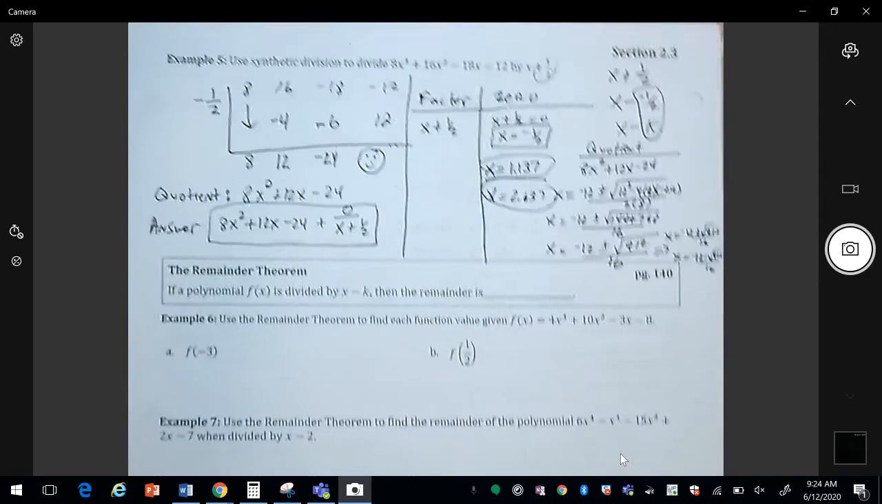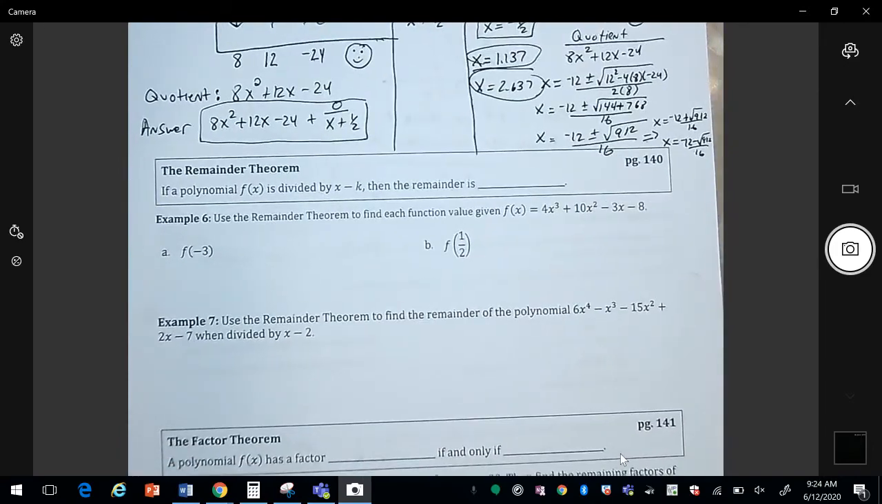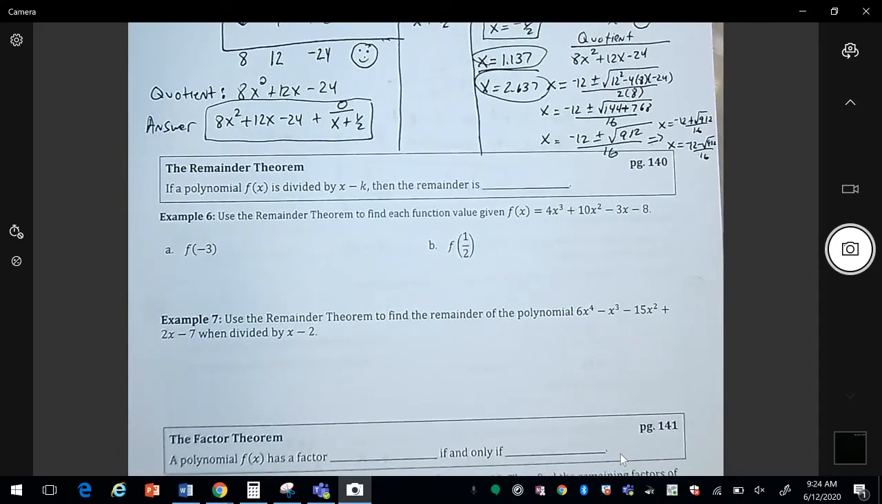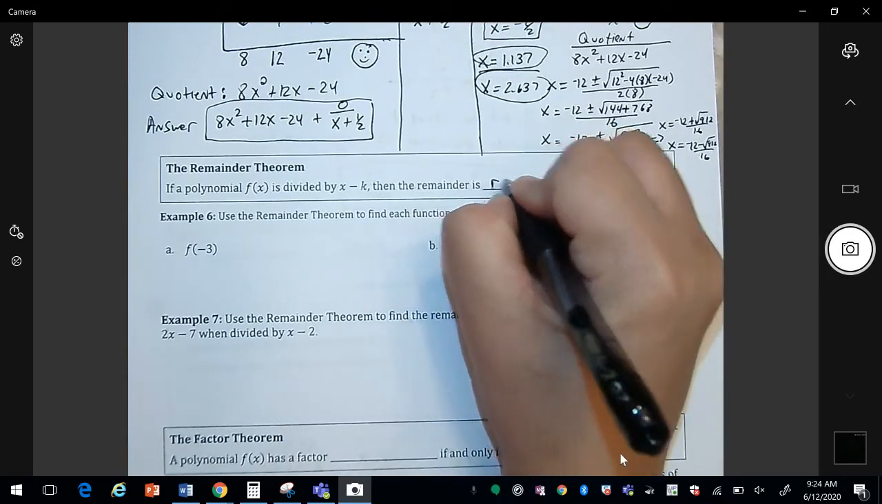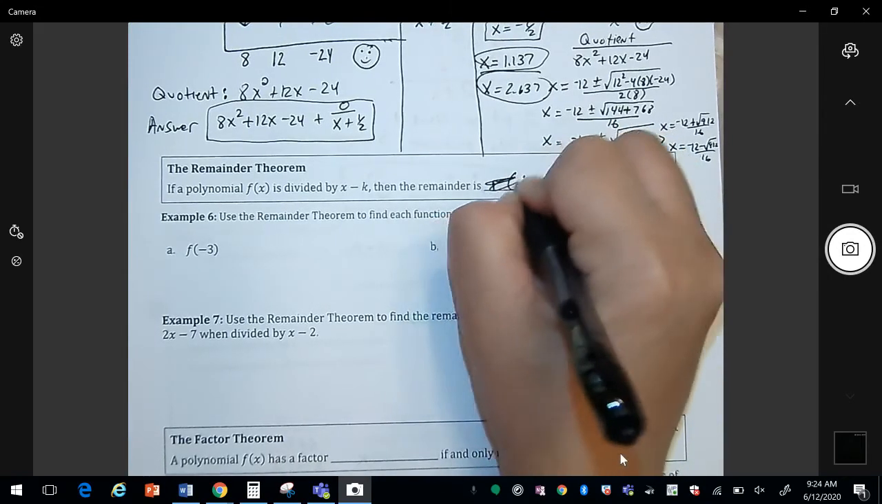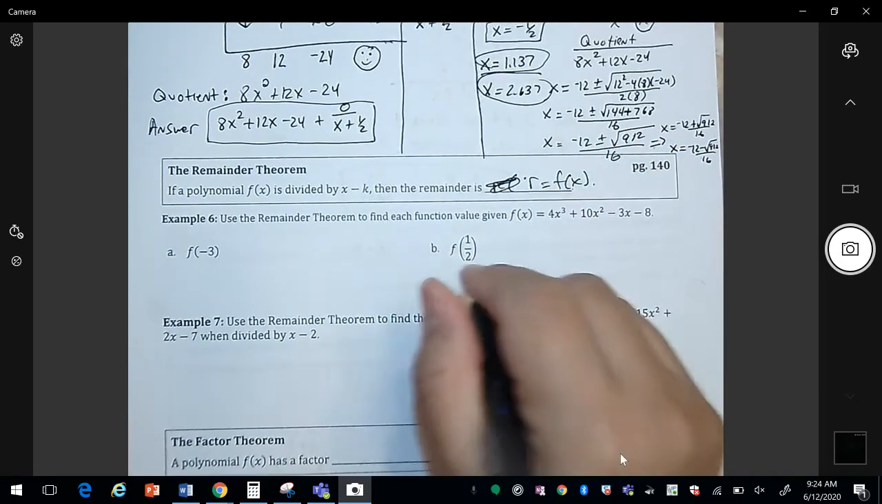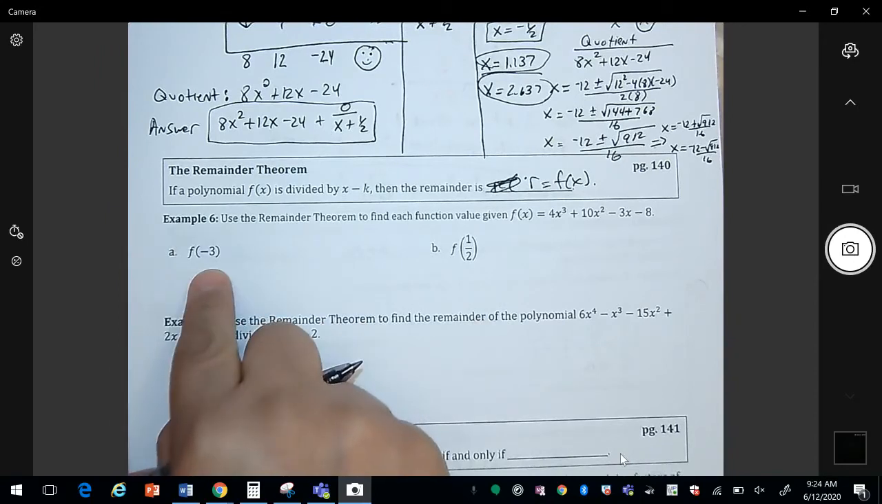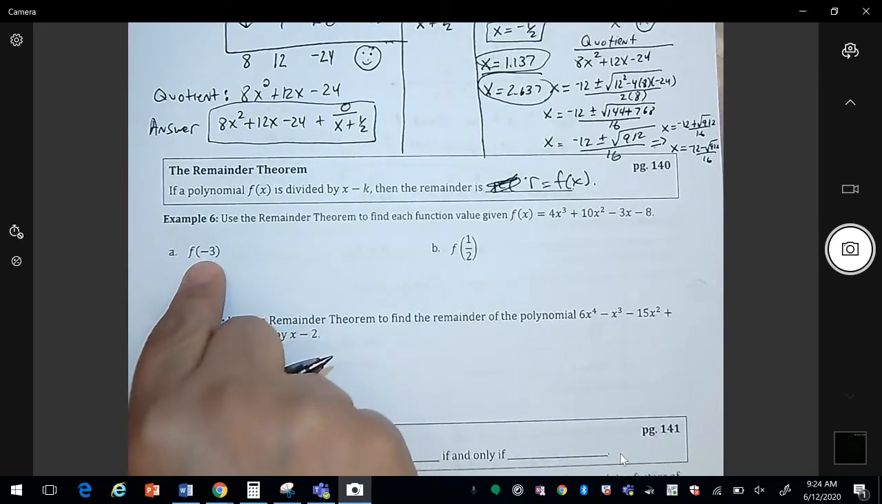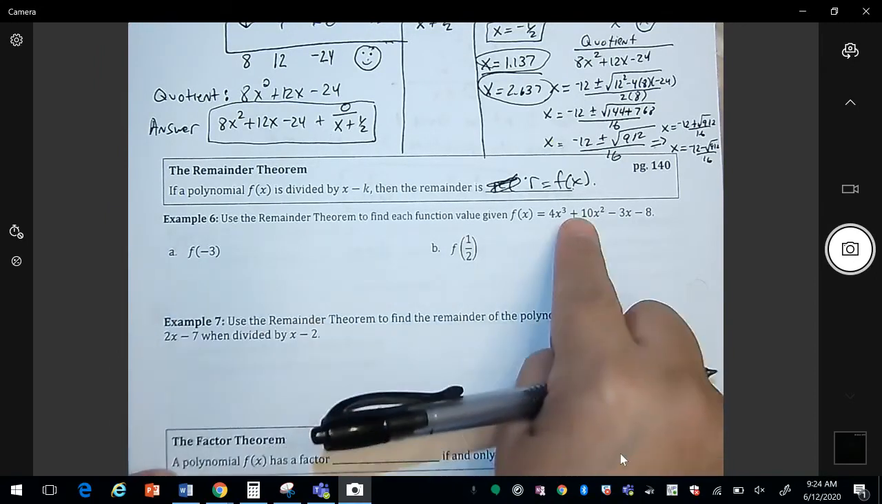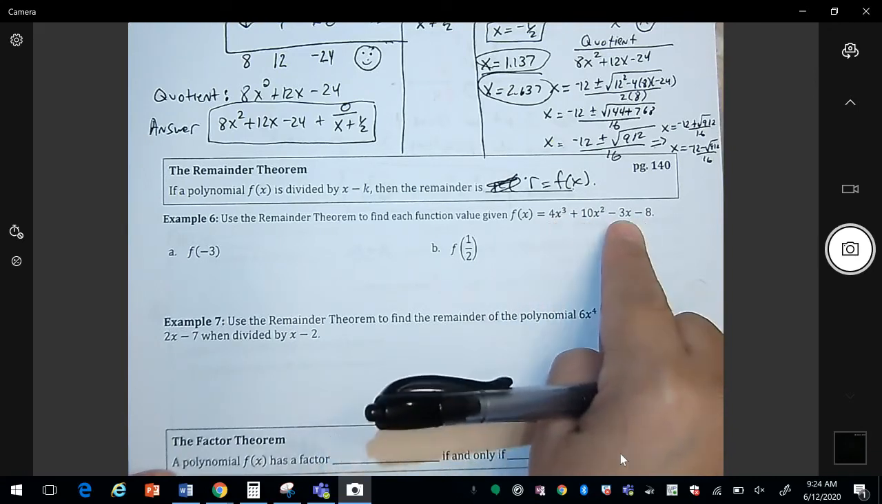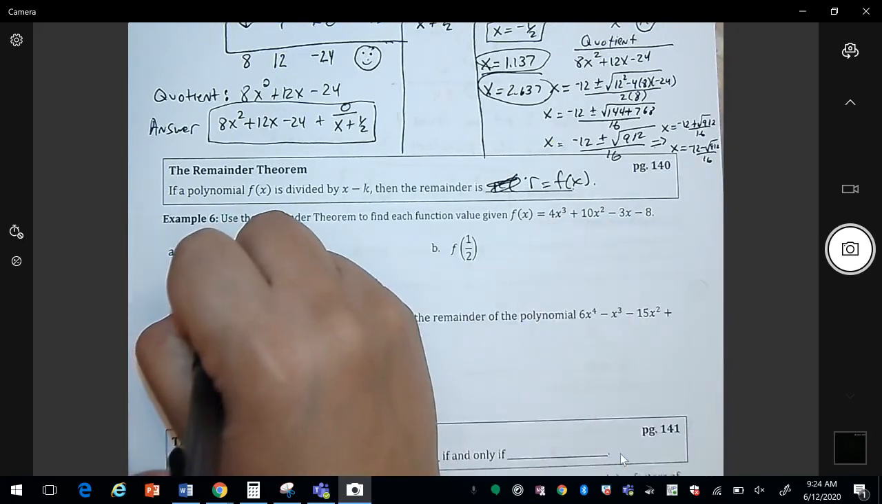Okay, the remainder theorem: if a polynomial f of x is divided by x minus k, then the remainder is r equals f of k. Okay, so for example, what this means is whatever value of x I have in here, if I plug it into the x's, our answer is going to be the remainder.